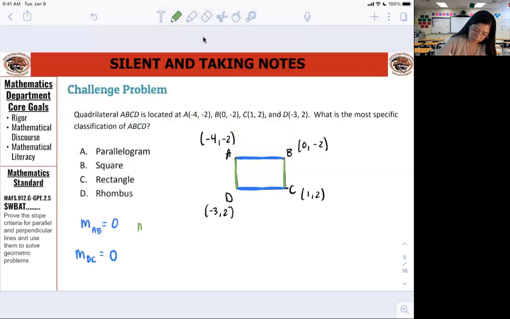Okay, now I need AD. How about AD? Who's got that one? I got 4. That's correct. What about BC? I also got 4 for that one. Also 4. Good. So far, what can I keep? What can I get rid of?